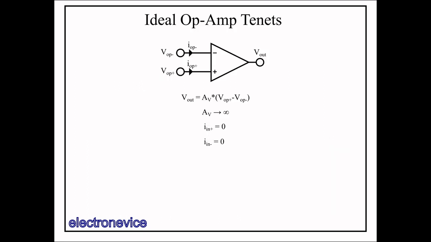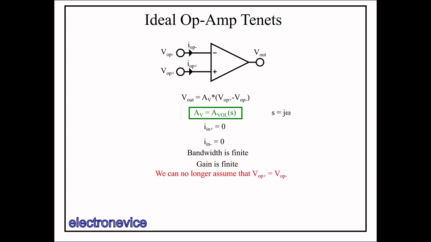So finally, we're talking about finite bandwidth of op-amps. We can no longer represent the gain as infinite, or a single finite value for all frequency, instead representing it by the transfer function AVOL of S, which is a function of the Laplace transform variable S, which we recall is equal to j times omega, where omega is the angular frequency of the signal in radians per second, and j is the imaginary number equal to the square root of -1. So, bandwidth is finite, gain is finite, and as in the previous video, we can no longer assume VOP plus equals VOP minus. So now let's take a look at what the Bode plot of a typical op-amp AVOL of S looks like.